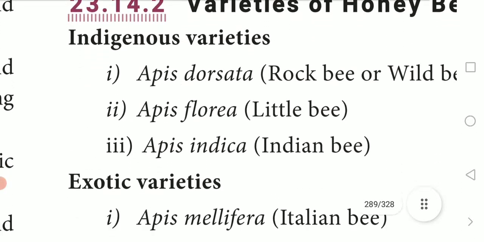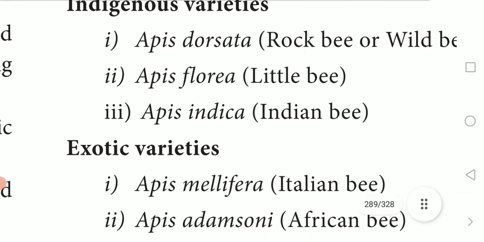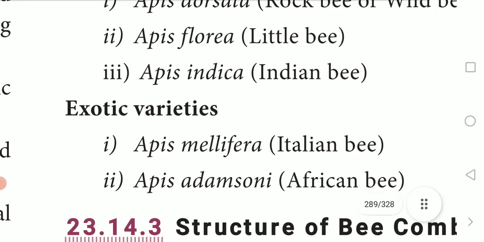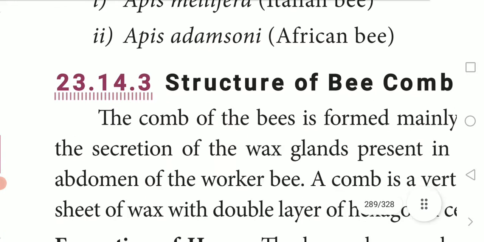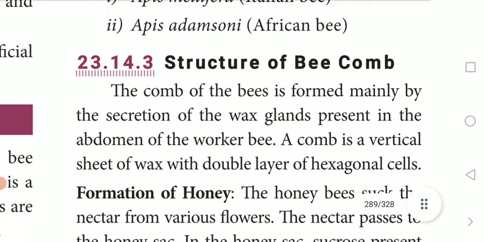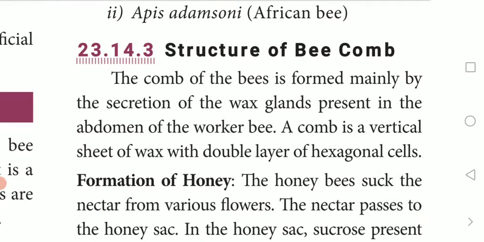The next one is varieties of honeybees. I'll just read it out, so listen here. These are the varieties of honeybees: Apis dorsata, Apis florea, Apis indica. The exotic varieties are Apis mellifera and Apis adamsoni.